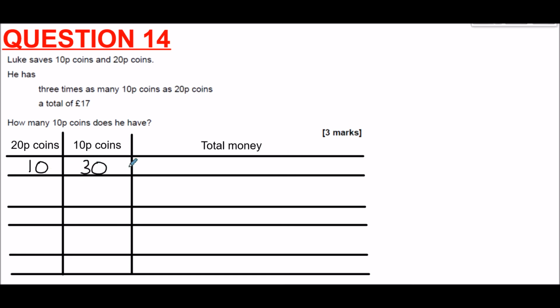Work out on your calculator how much money that would come to. If it was higher than £17, try something lower. Try fewer coins. If this was too low, try more coins. So maybe try 20 and 60. But anyway, I'm not going to get into that method, but it's worth a mention.